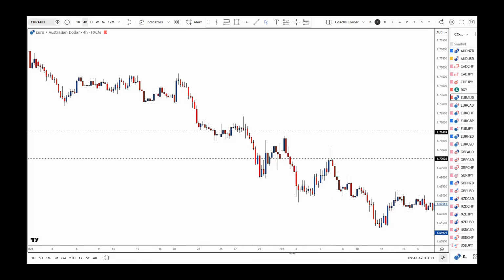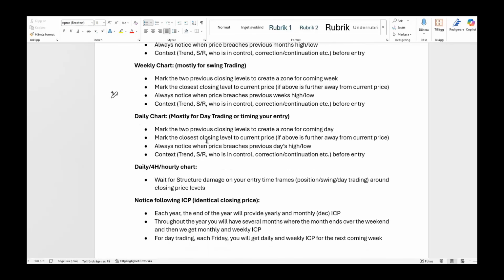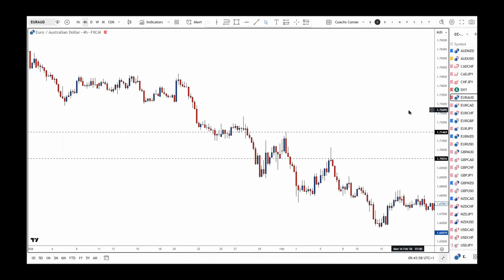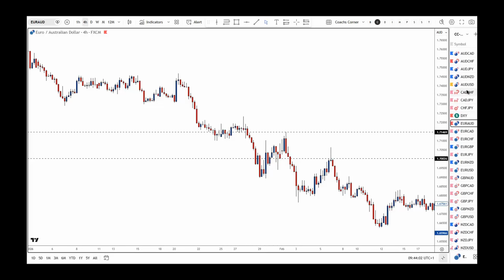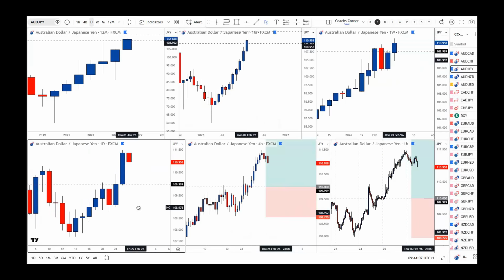Okay, that's basically it. That's for the weekly. For the daily, it's more for day trading or when you are managing trades and such. Let's go to Aussie yen daily chart. Let's see here, daily chart here.